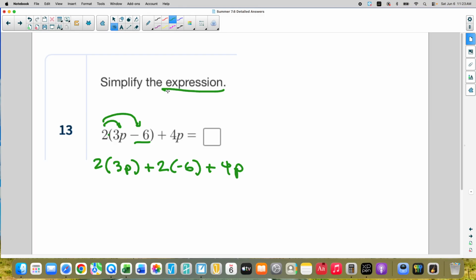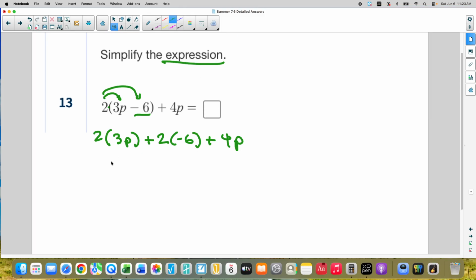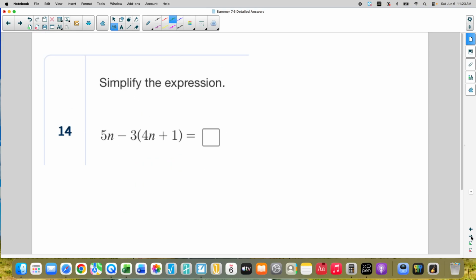I don't like this expression because there's an equal sign that's confusing. 2 times 3p is 6p. 2 times negative 6 is negative 12 plus 4p. We have like terms, so we're going to combine those. That gives us 10p minus 12, and that's our answer. We can't add these two together. These are unlike terms. These are pipes, and these are dollars.